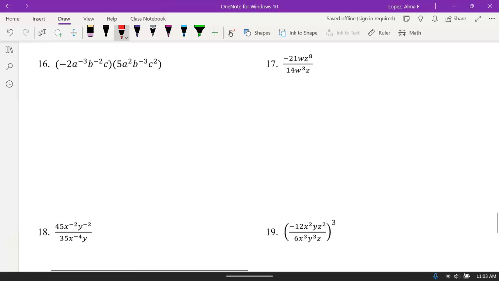Number 16, same thing. Let's do it again. We're going to multiply -2 times 5 is going to be -10. When I multiply the a to the -3 times the a squared, I'm going to add the exponents because I'm multiplying like bases together, and I'm going to get a to the negative 1. Looks like I'm going to move him in just a little bit.